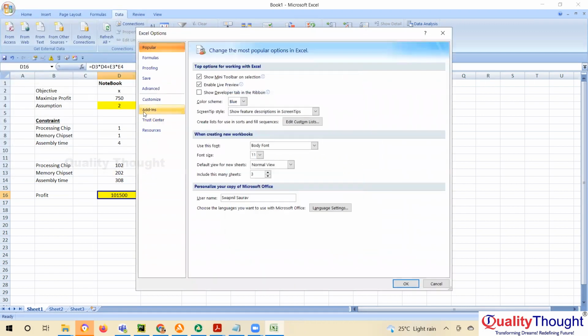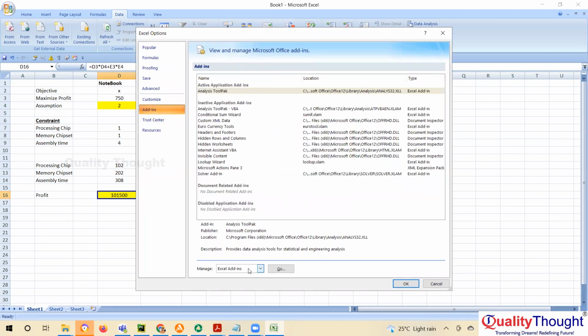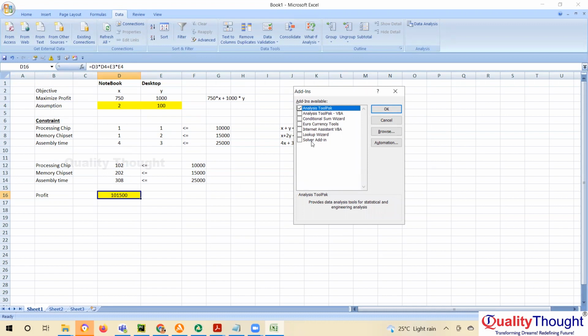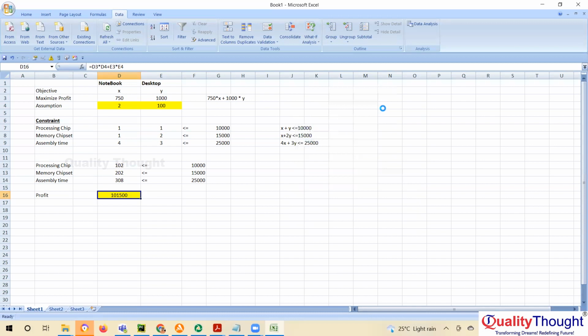You have add-ins here. Click on add-ins, and then Excel add-ins. Click on go. You see the solver add-in. We need solver, because we need this for optimization. You say okay. So now you will see your solver. Click on solver.